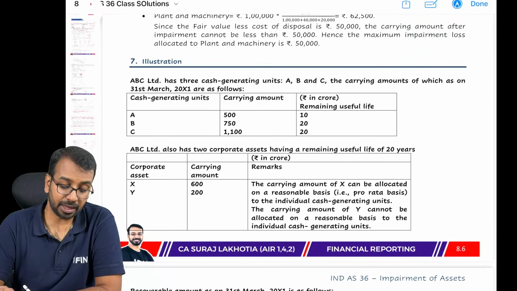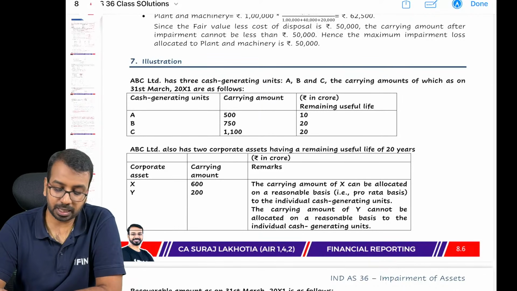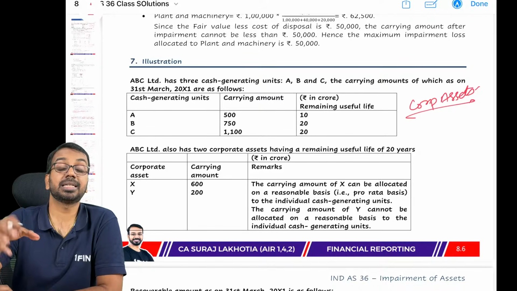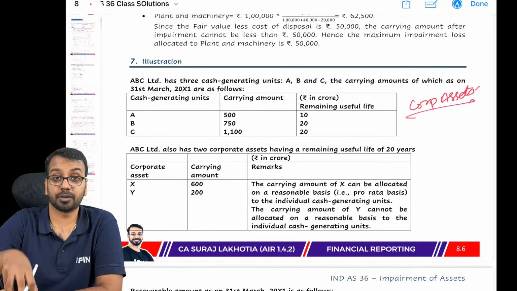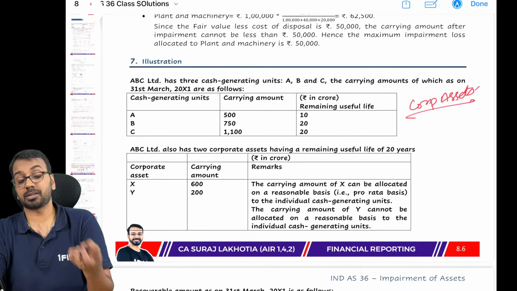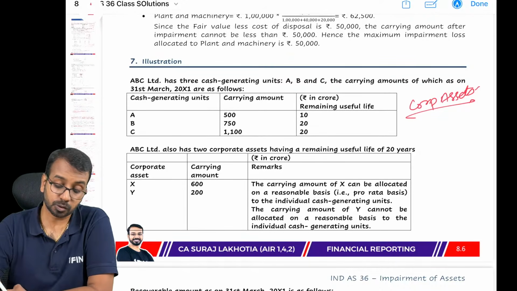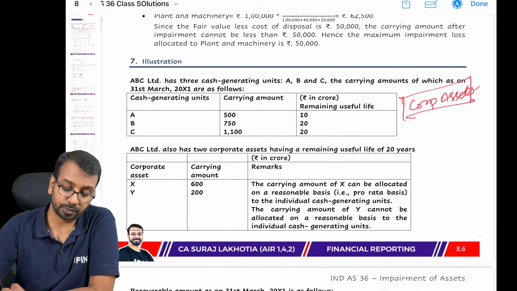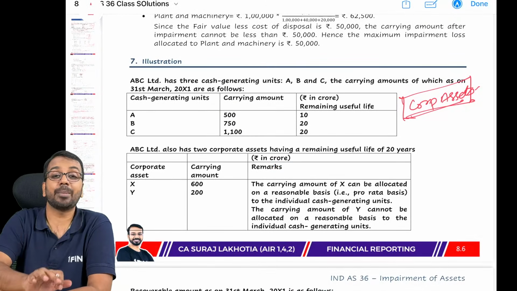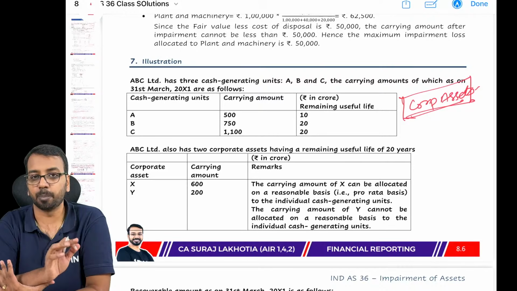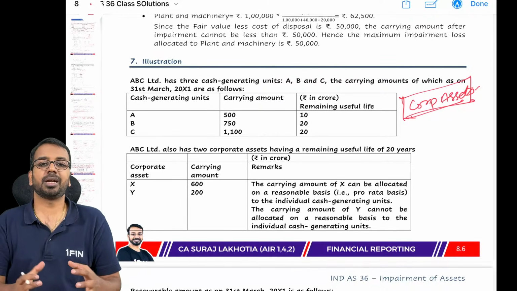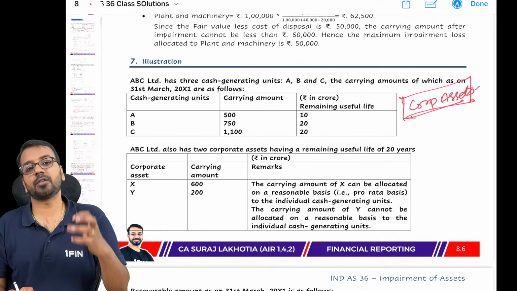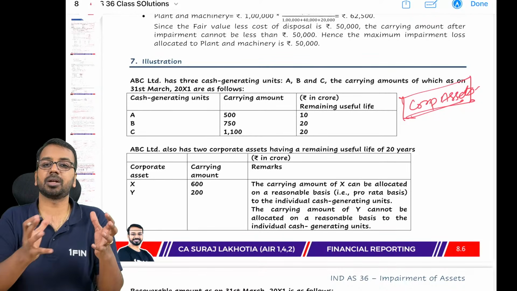Then we have concepts where there are corporate assets. Now, as far as corporate assets are concerned, these are assets related to, let us say, head office or centralized IT services, centralized HR services. Okay. So, whenever we have these corporate assets, what we need to do is allocate them on a reasonable basis to the CGU. What are CGU? Cash generating units are groups of assets which generate cash flows independent of other groups of assets, right? For example, let's say hotel division.